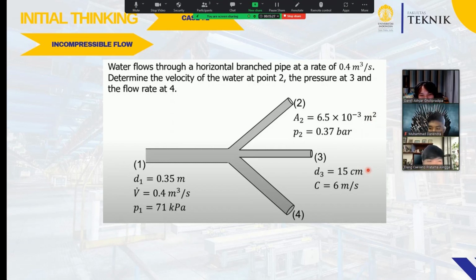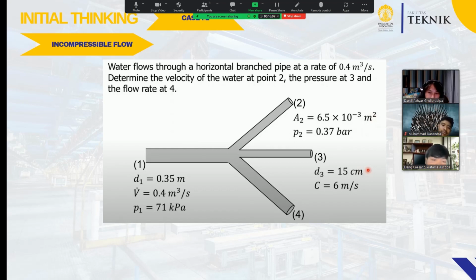Yes, sorry. Okay. So what I'm going to discuss with you, Mr. Dai, and all of my friends watching this video, is incompressible flow. The initial thinking is that we need to study the problem first. Water flows through a horizontal branched pipe at the rate of 0.4 m³/s. We have to determine the velocity of the water at point 2, the pressure at 3, and the flow rate at 4.